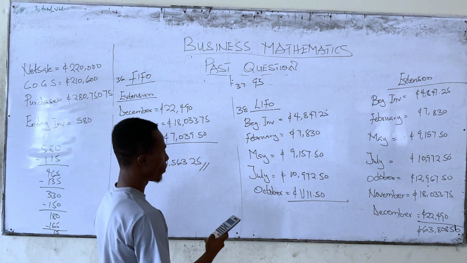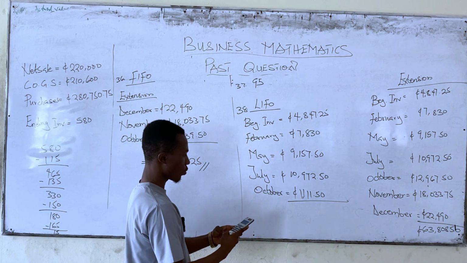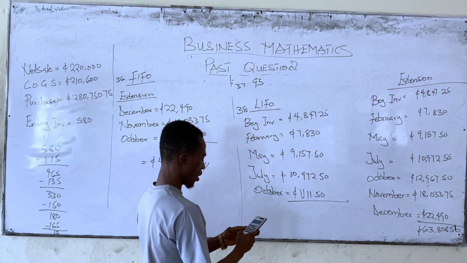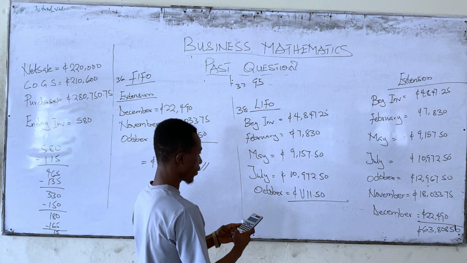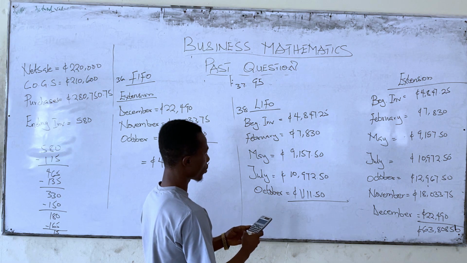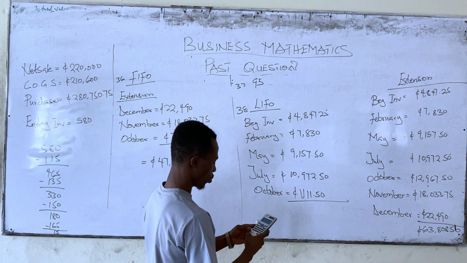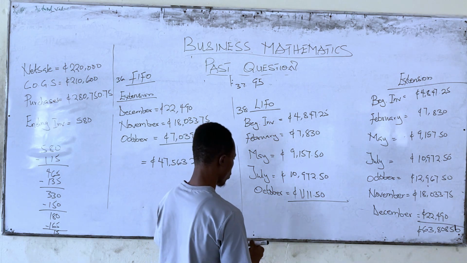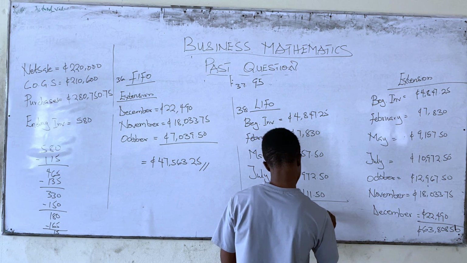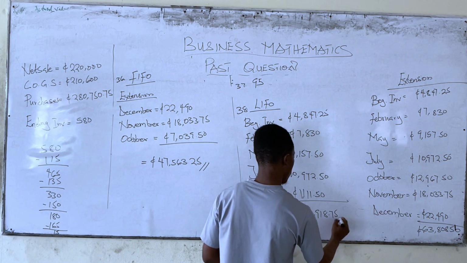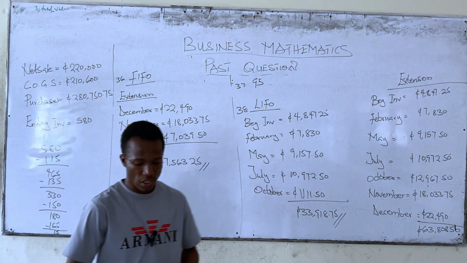Okay, so plus 10,972.50 plus 9,157.50 plus 7,830 plus 4,847.25. So that one is going to give us 33,918.75, and that is the answer for what? LIFO. Okay, that is the answer for LIFO.